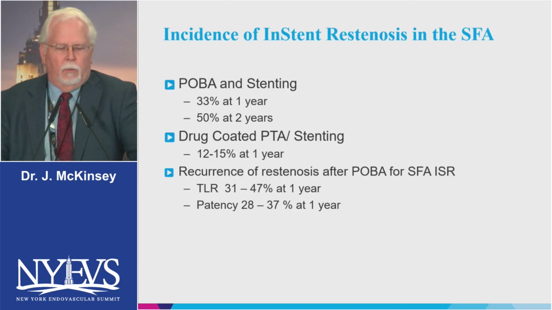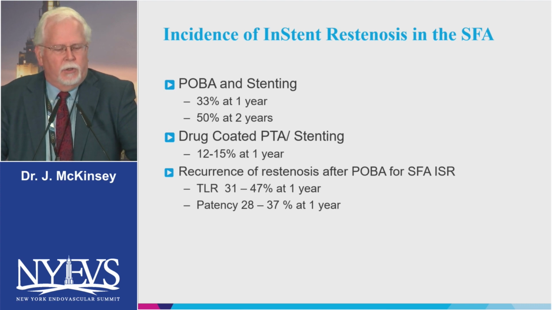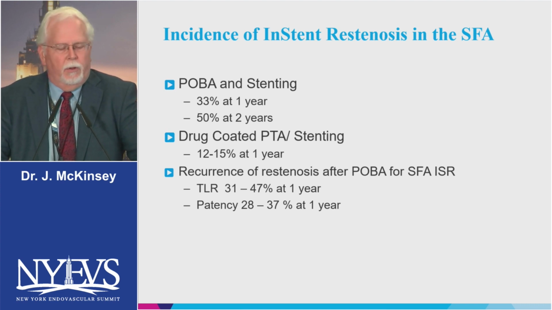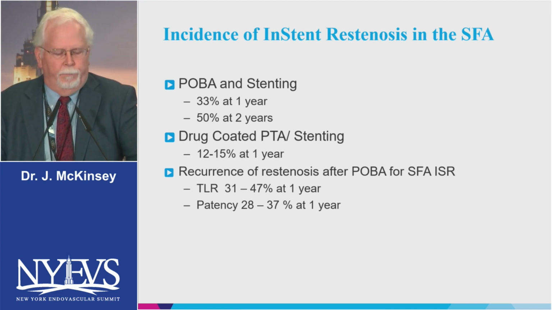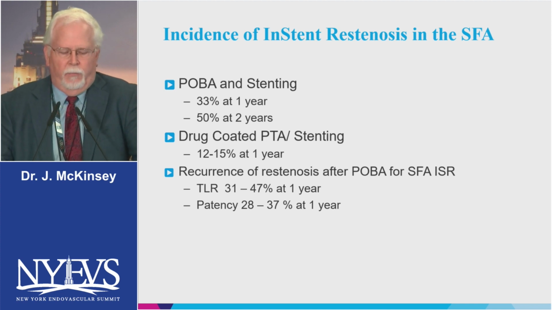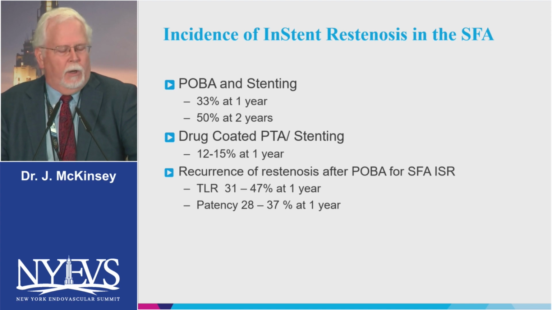What's the incidence? Well, with plain balloon angioplasty and stenting, you can see in-stent restenosis in about a third of the patients within the first year. This is pre-drug-eluting stent, and 50% at 2 years. Drug-coated angioplasty and stenting, about 12 to 15% at year 1. And recurrence of restenosis after POBA for ISR can be in the range of needing further intervention between 30 and 50% at 1 year, and patencies between 30 and 40%.